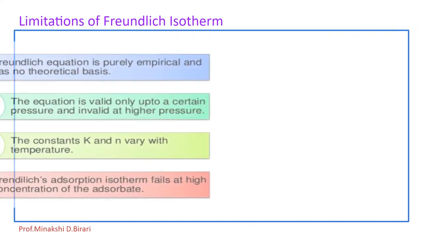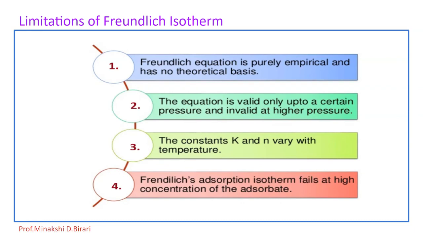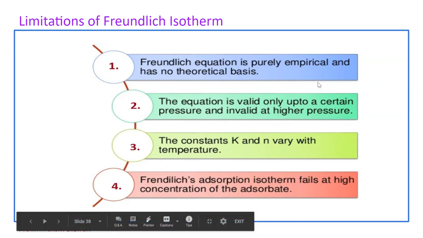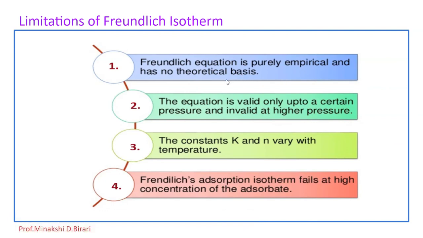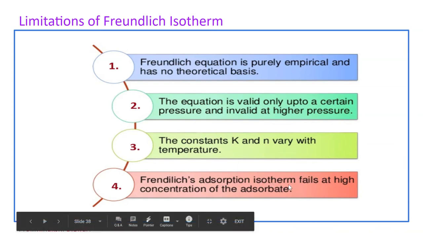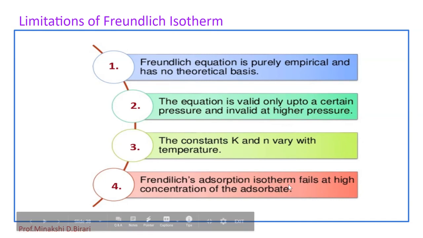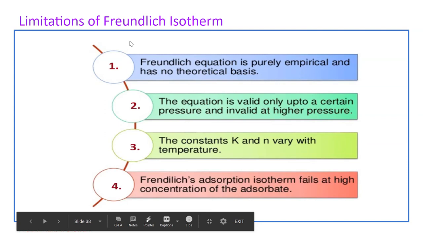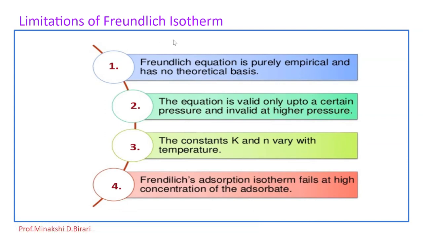So what are the limitations of the Freundlich adsorption isotherm? The Freundlich equation is purely empirical and has no theoretical basis. The equation is valid only up to a certain pressure and invalid at higher pressure. The constants k and n vary with temperature. The Freundlich adsorption isotherm fails at higher concentration of the adsorbate. So these are a few limitations related to the Freundlich adsorption isotherm.